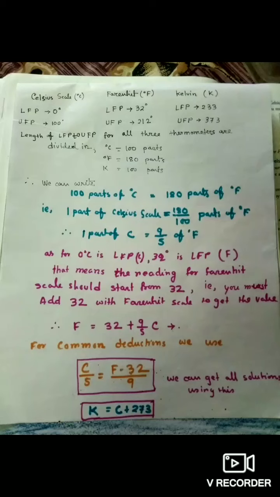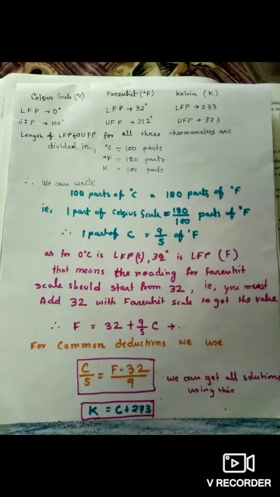The lower fixed point is the temperature at which ice melts, known as the ice point. On the other hand, the upper fixed point is the temperature at which water boils, which is known as the steam point. Now, for the Celsius scale, in the picture, as you know, the lower point is indicated as 0 degree, and the upper fixed point, that is UFP, is 100 degree. For Fahrenheit, it is 32 and 212, and for Kelvin it is 273 to 373.